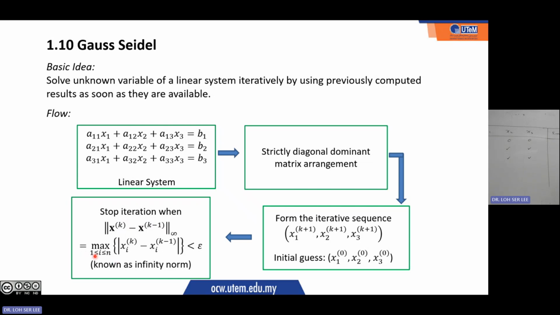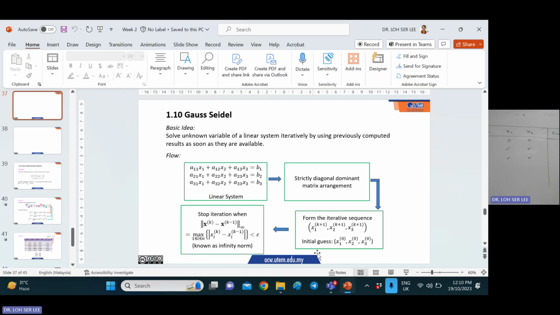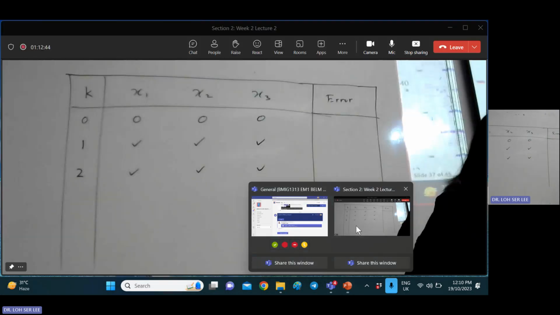So this means max, that means we will choose the largest one. So from this one, modulus of x1 minus x1, x2 minus x2, x3 minus x3, we just look at the magnitude. Then we choose the largest one to be the error.